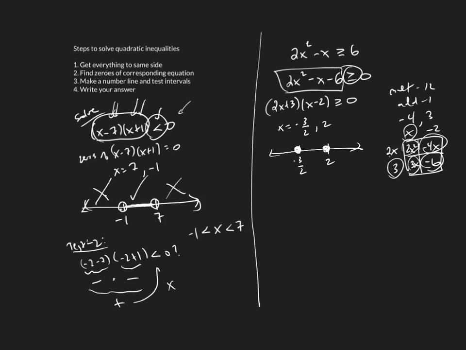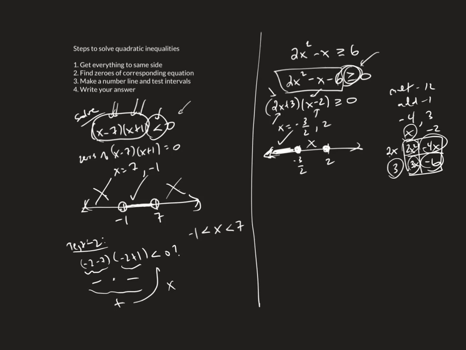So a number less than negative 3/2 would be, say, negative 2. That would make this negative, and this also negative, which is positive. So that one would work. It would be shaded because I want things this time that are greater than 0, because that's what positive numbers are. And then a number between negative 3/2 and 2, say 0. This would be positive. This would be negative. So that's a negative number, which is not greater than 0, so that doesn't work.